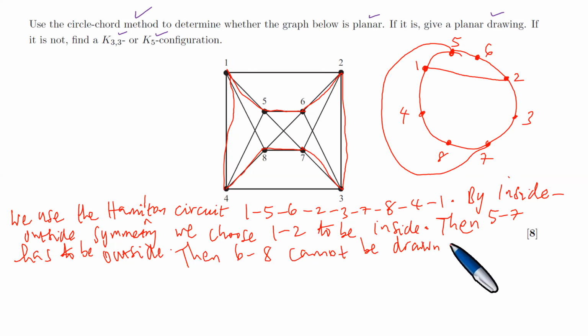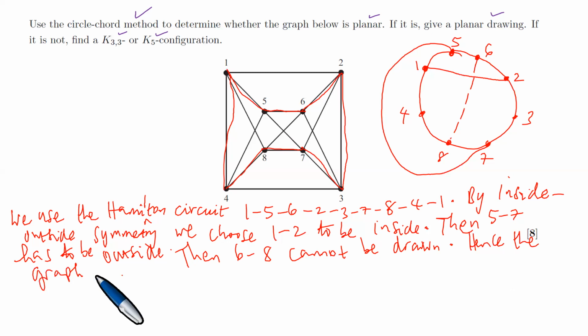Hence, if you look at 6, 8, we can make it dashed like this. Hence, the graph is not planar.